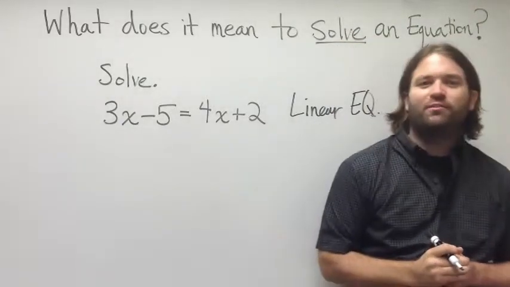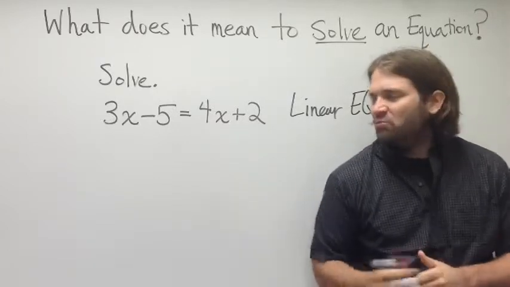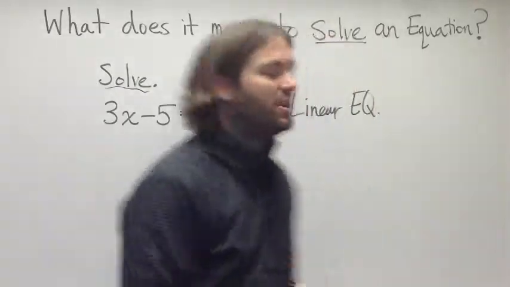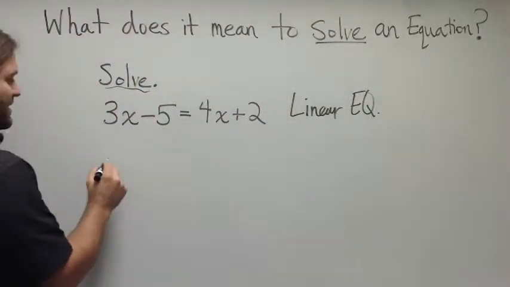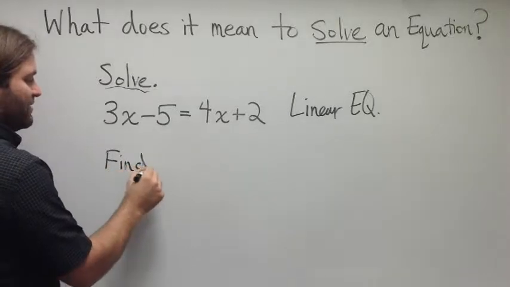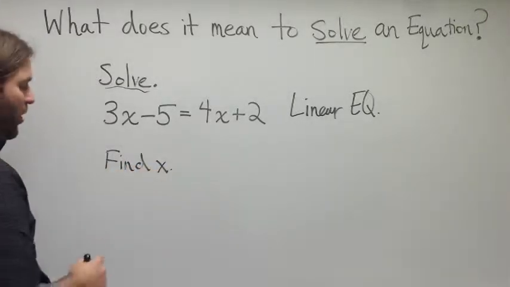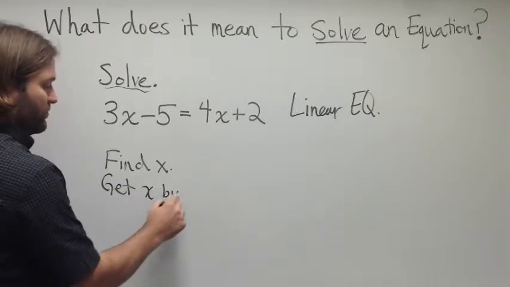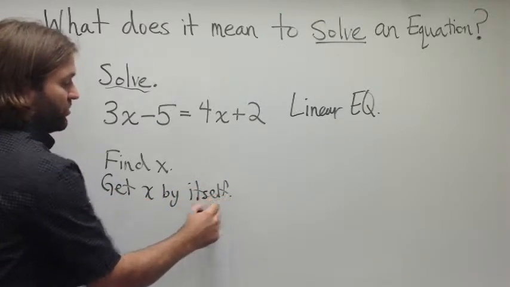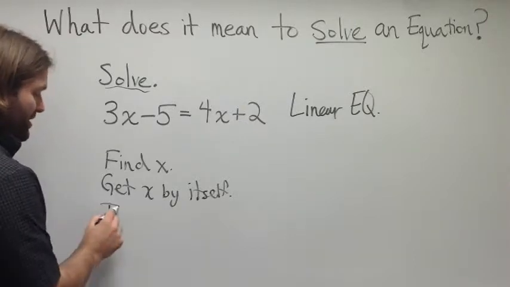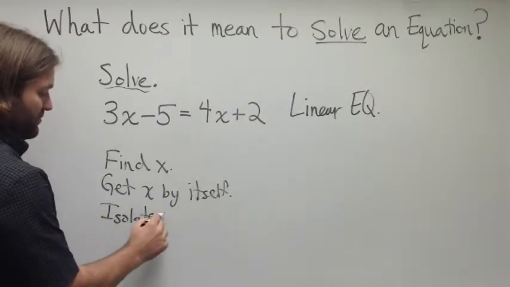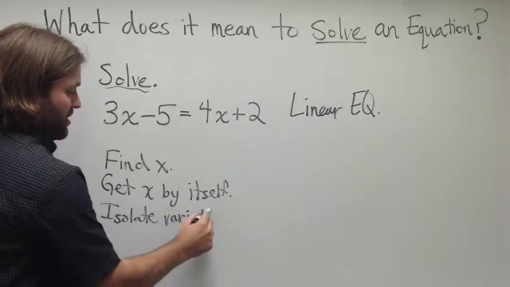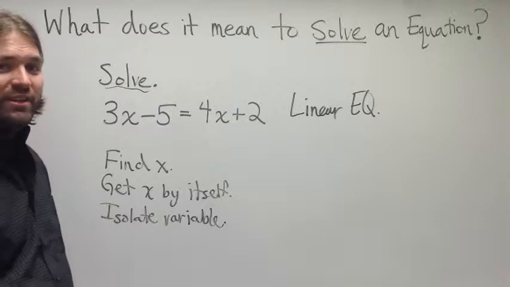Oftentimes I'll ask my students on the first day of class, what does this mean? What are they asking us to do when they ask us to solve this equation? And they'll give me lots of answers, like they'll say, oh, well, you have to find x, which is true. Or you have to get x by itself, which is also true. Or maybe even someone says you have to isolate the variable, which is just a fancy way of saying get x by itself, which is also true.